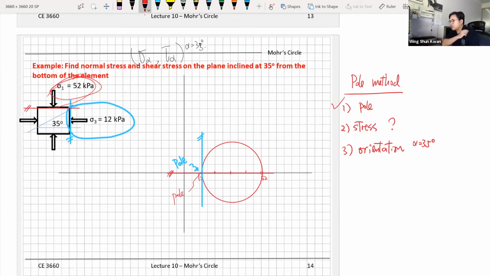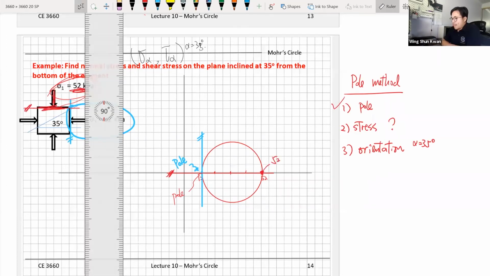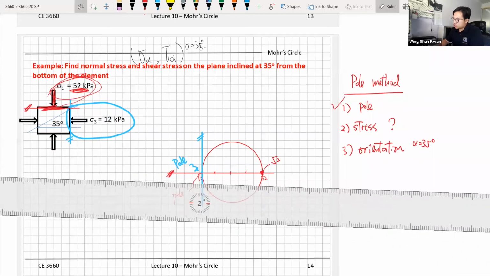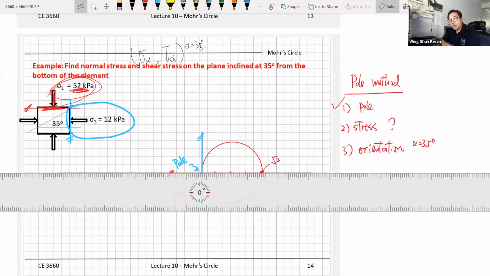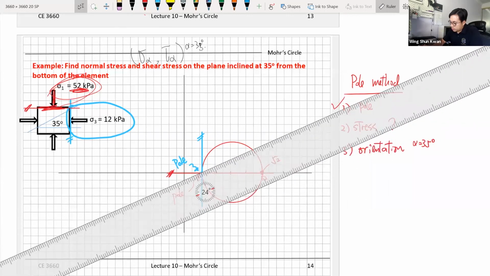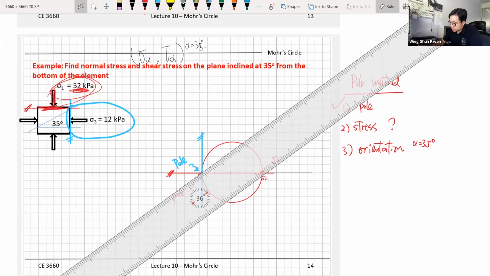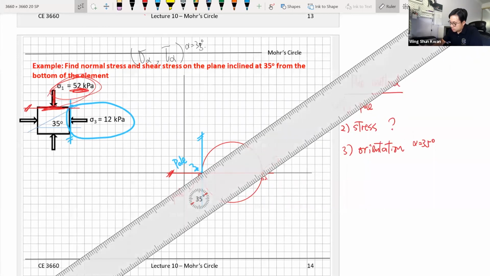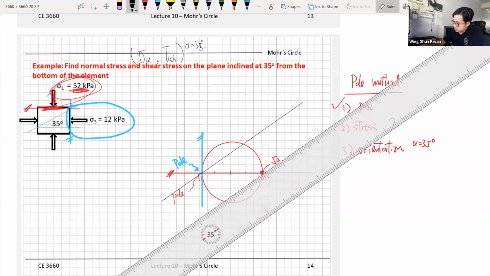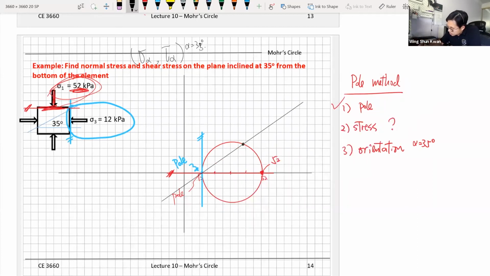So now we know the pole, and we know the orientation. You know the pole, you know the orientation, so you can find the stress. The orientation is 35 degrees. So from our pole, if we draw a 35 degree line on our pole, the intersection point here is the answer that we're looking for.